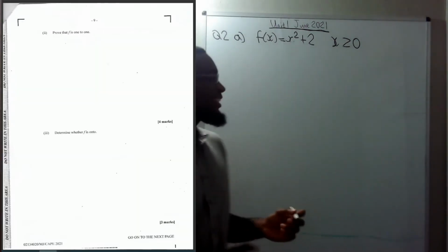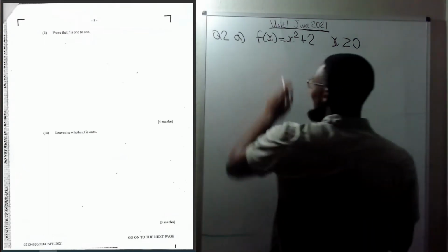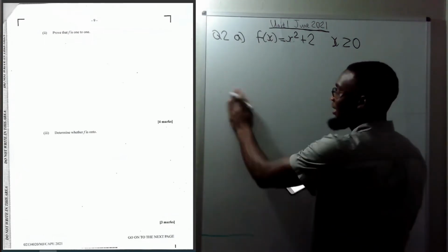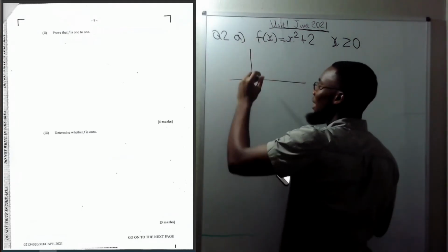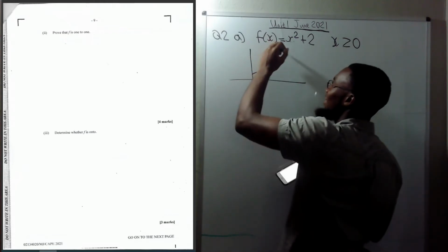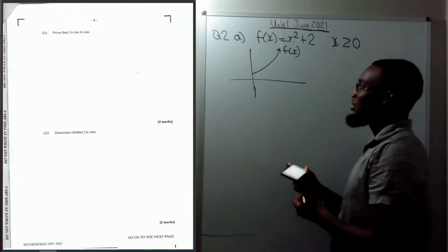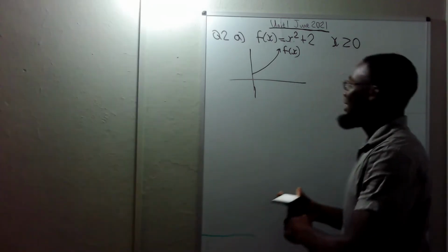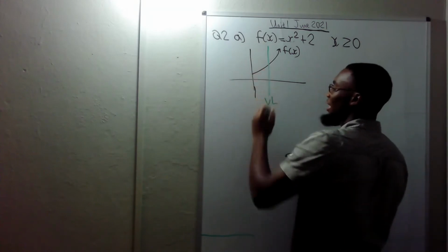So the next part says prove that f is 1 to 1. So to prove that f is 1 to 1, if we go back to the sketch, this is f of x, something like this. Again, we're going back to our vertical line test. This is our vertical line.